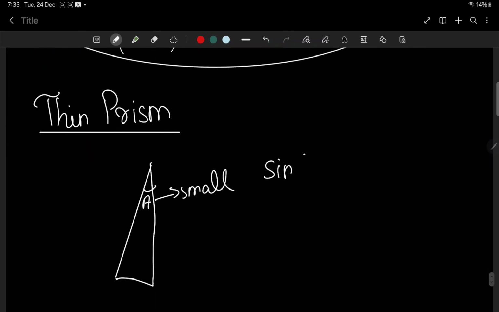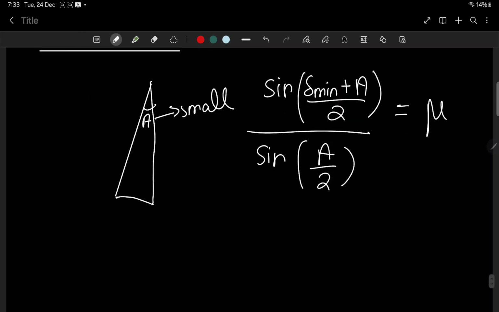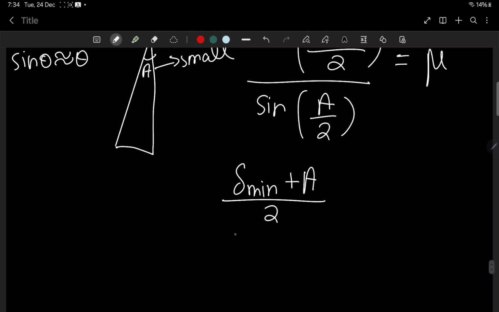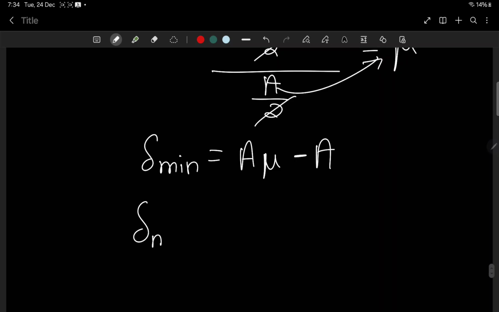You know that for a normal prism, sin of (delta minimum plus A) by 2 by sin A by 2 is equal to mu. As angles are very small, we can just write sin theta approximately equal to theta when angles are small. That is the trigonometric approximation. So for a thin prism, (delta minimum plus A) by 2 by A by 2 is equal to mu. If you rearrange, you get that angle of minimum deviation is equal to, 2 will be cancelled, A will be going here, A mu, and this A will take to the other side. Therefore, for a thin prism, minimum deviation is equal to A times (mu minus 1).